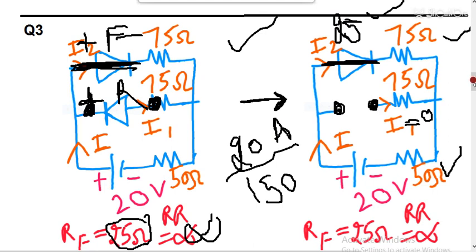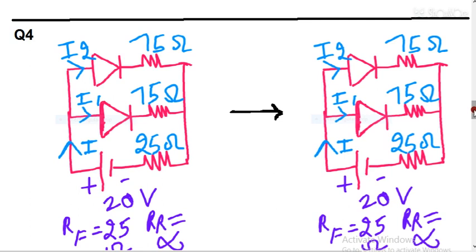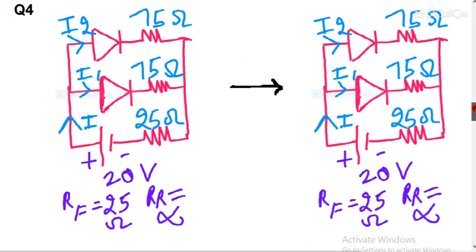Now we are moving to question number 4. Question number 4 is on screen, and the question is about 75, 75, 25. Here both the diodes are forward biased, so it is another question. Here the concept we will use is, okay, let me see.